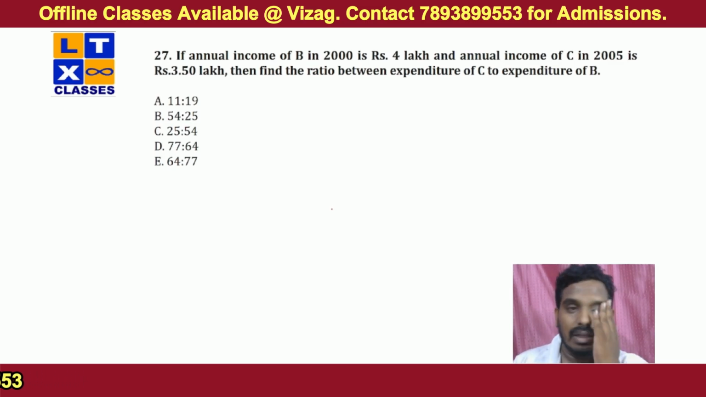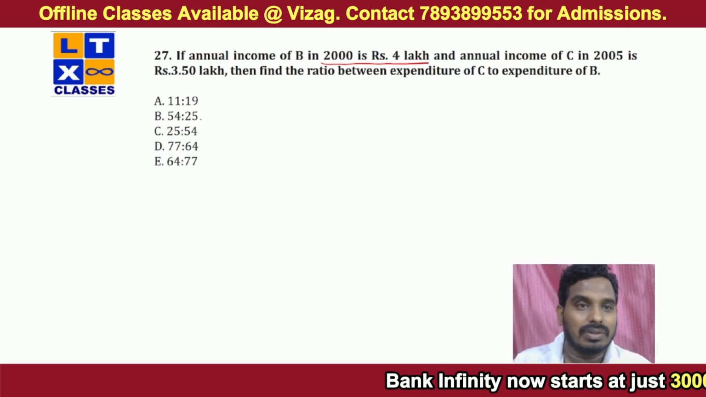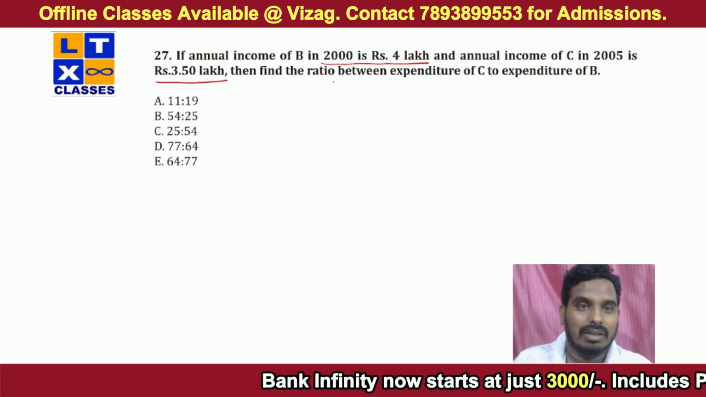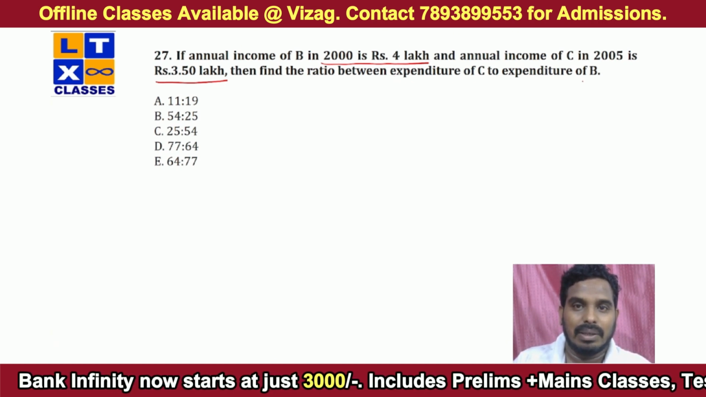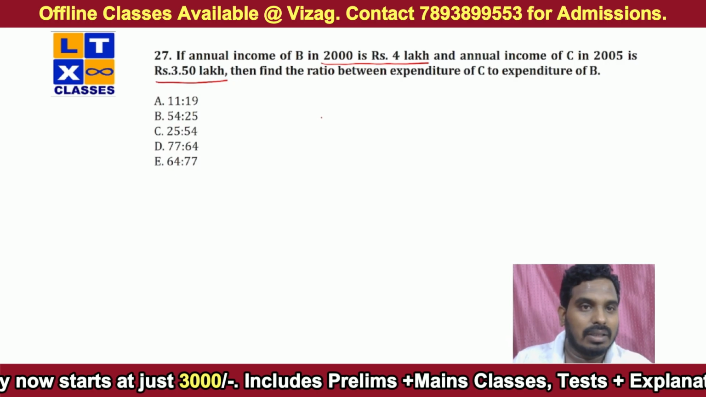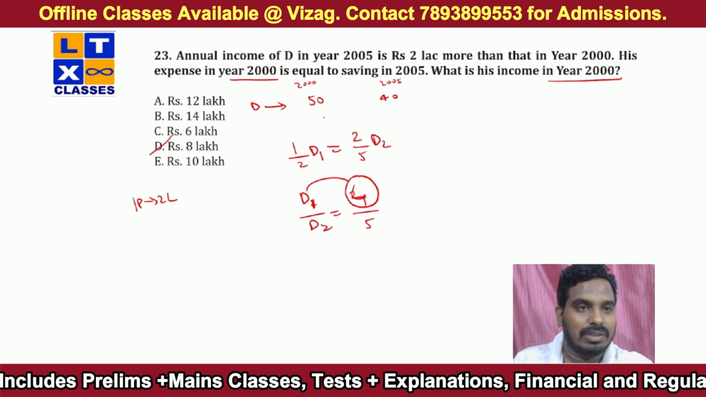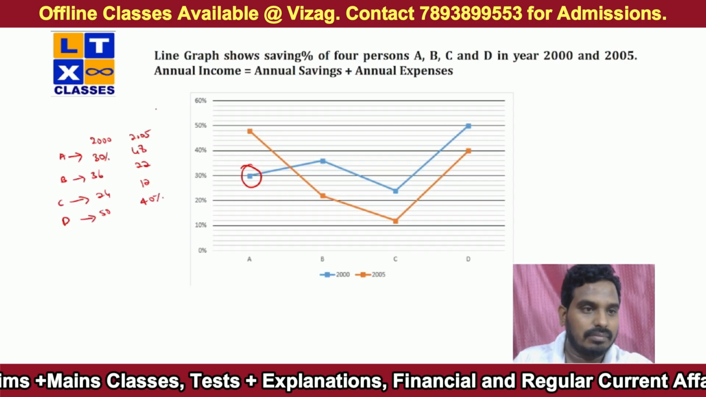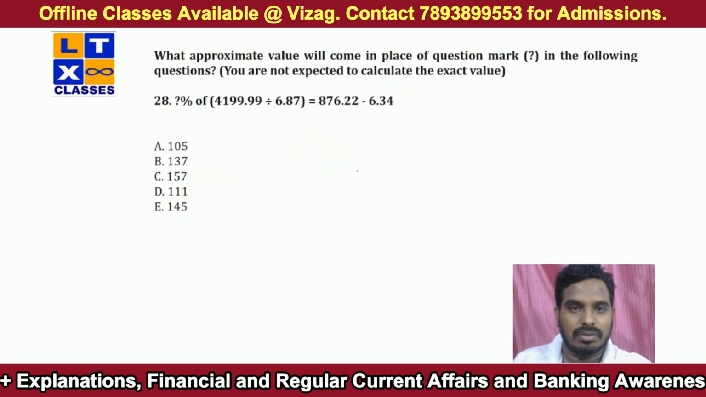Okay. Now, if the annual income of B in year 2000 is 4 lakh and the annual income of C in year 2005 is 3.50 lakh, find the ratio of the expenditure of C to expenditure of B. Okay. Now, what is the expenditure of B in 2000? Expenditure of B in 2000. 64, right? 64.